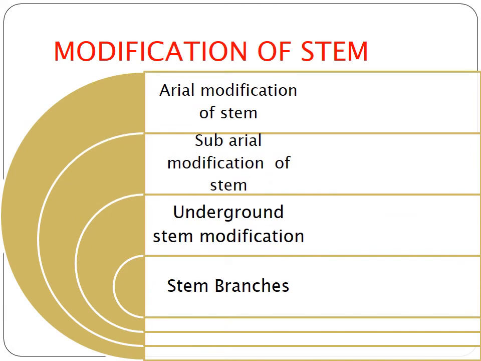Modification of a stem. In plants, some stems are modified for certain reasons. Now we are going to see about modification of a stem. The first is aerial modification, then subaerial modification, and underground stem modification. Aerial modification has four types, subaerial modification also has four types, and underground stem modification also has four types. So in this class we are going to see about the modification of stem.